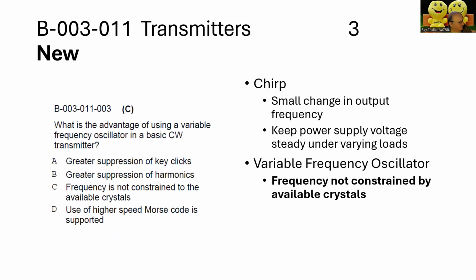Here's a new question. What is the advantage of using a variable frequency oscillator in a basic CW transmitter? So the answer is that frequency is not constrained to the available crystals. So transmitters used to use crystals, and you were limited by the frequency of the crystal, and you would have a whole set of crystals for different frequencies. Here you would have a variable frequency oscillator, or VFO, that would allow you to adjust what frequency you want.